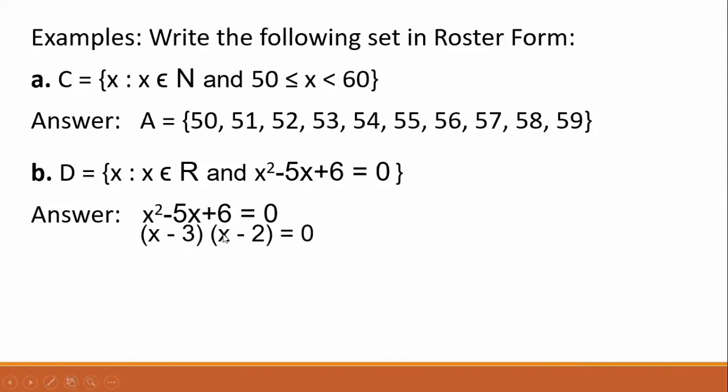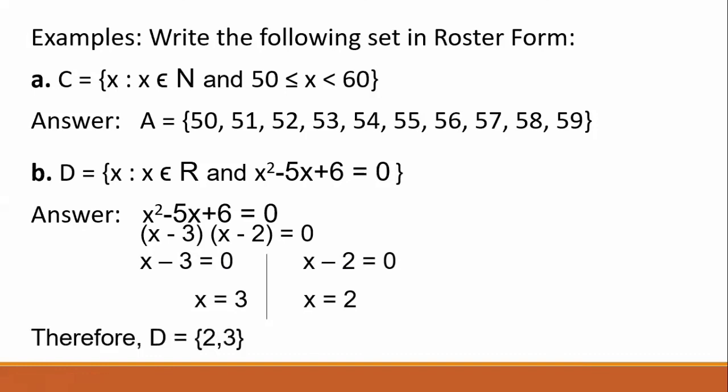(x minus 3) times (x minus 2) is equal to 0. We will equate x minus 3 and x minus 2 to 0. So x minus 3 is equal to 0 and x minus 2 is equal to 0. Transpose. x now is equal to 3 and the other x is equal to positive 2. Therefore, our D is equal to the set containing 2 and 3. So this is now our set using roster form.